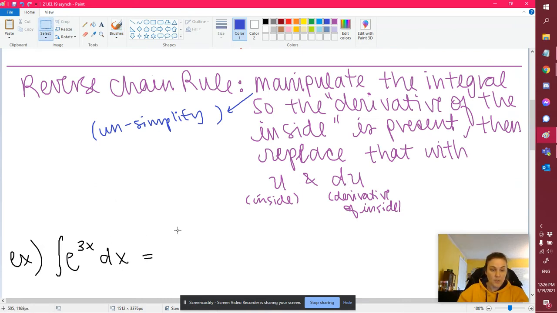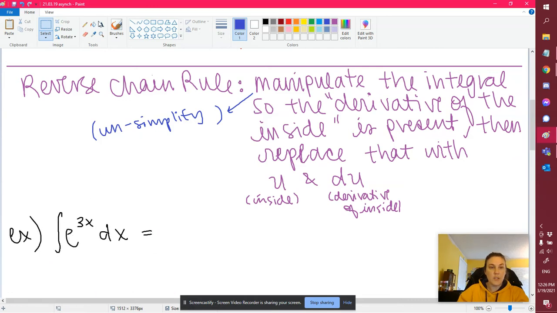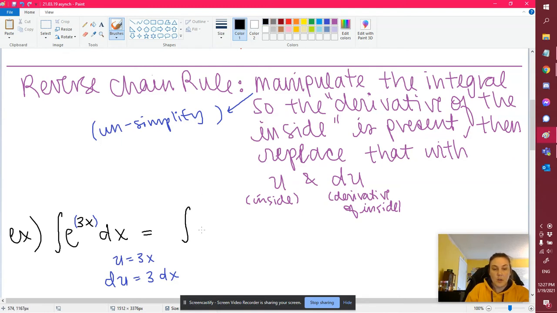First integral, we've got the integral of e to the 3x dx. Our inside function is 3x. It's inside of the exponent for e. Our derivative of 3x is 3 dx. So if we can rewrite this integral, if we can unsimplify this integral to have the derivative of the inside, then we'll be good to go. We've got dx, and we need 3 dx. So we're going to write in a 3.